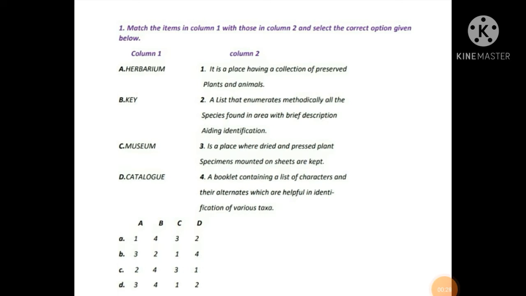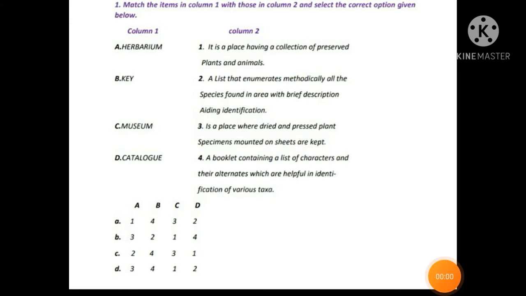Option 3 is a place where dried and pressed plant specimens mounted on sheets are kept. Option 4 is a booklet containing a list of characters and their alternates which are helpful in identification of various taxa. So you have to match A, B, C, D with 1, 2, 3, 4. The options are: option A, A1, B4, C3, D2; and option B, A3, B2, C1, D4.